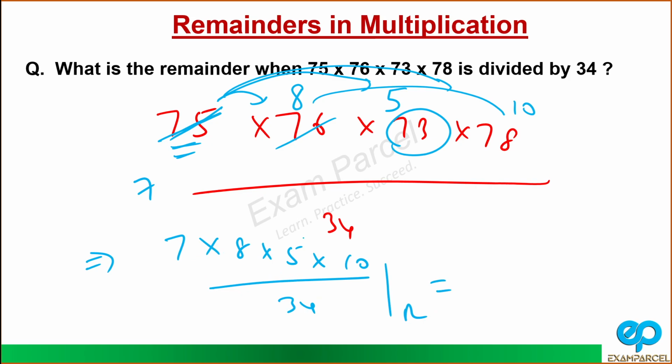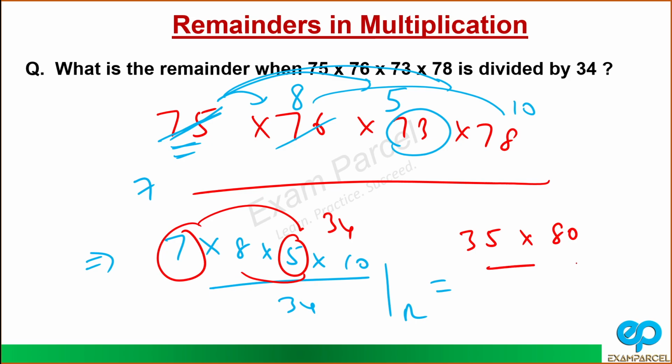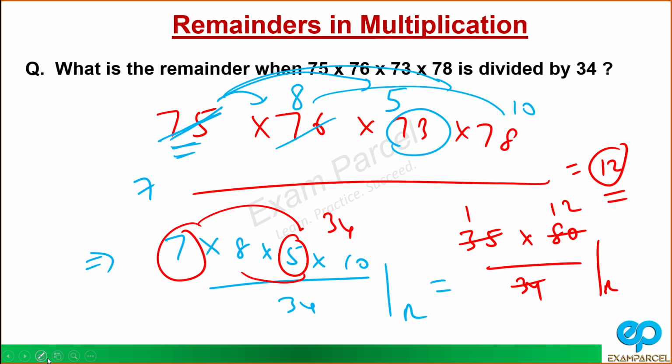Now what I will do here is, I will choose my numbers wisely. So I will take these two numbers first. 7 into 5, 35, right? Why? Because 35 will give me remainder 1, right? 35 into 8 into 10, 80 by 34. Obviously, this is going to give me a remainder 1 and this is going to give me a remainder of 12, right? So 12 into 1, that's going to be my answer. So 12. Okay. So finally 12 is our answer.